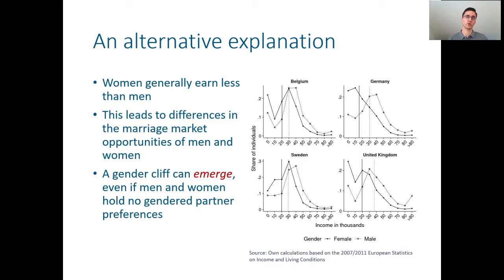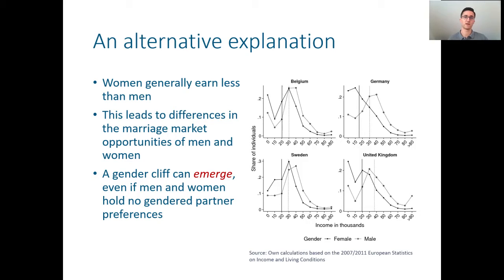We explore an alternative mechanism that might also create such a cliff without the need to assume that men and women are averse to a situation where she earns more than he does. The mechanism that we propose starts from the observation that women generally earn less than men, regardless of their union status.